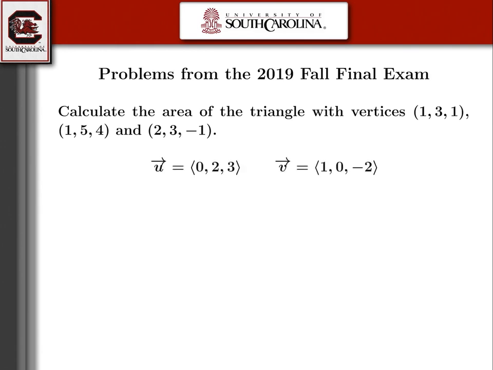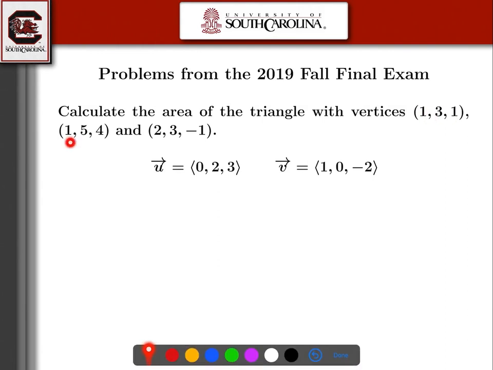So I'm going to go from this point to this point first. So that'll be one of my vectors. That's the vector u. 1 minus 1 is 0. 5 minus 3 is 2. 4 minus 1 is 3. So I'm getting the vector (0, 2, 3) from going from the first point to the second point.